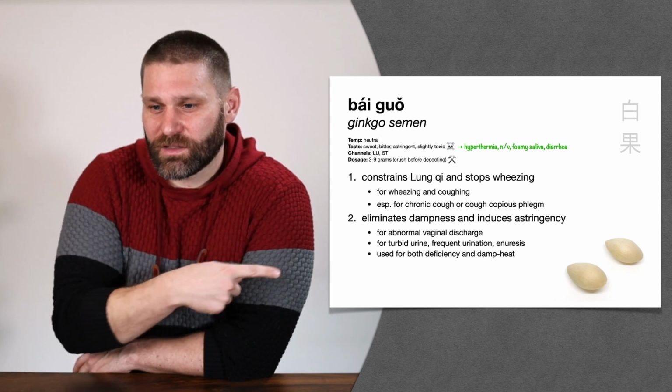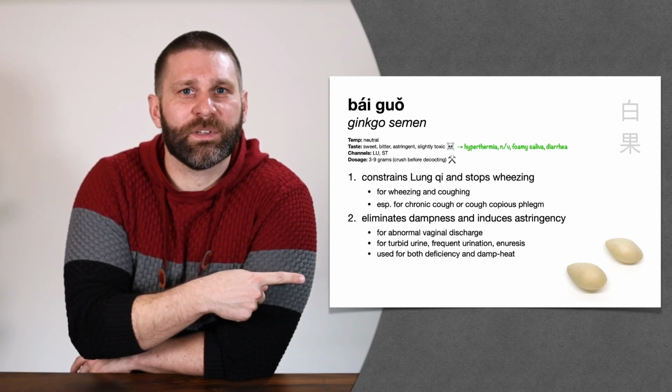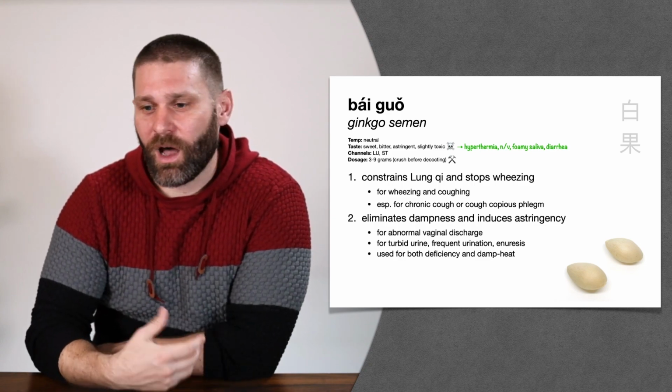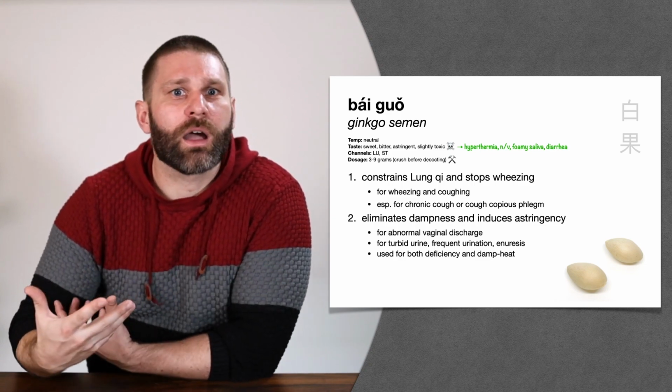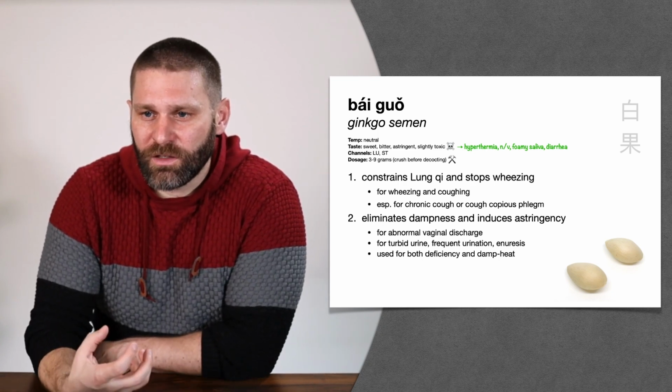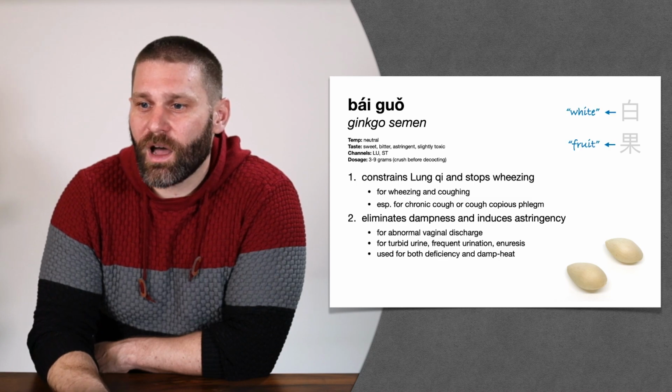Also, because this is a nut, and you can see it looks kind of like a pistachio, it has a really hard shell. So of course, we're going to want to crush it before decocting. If we just boil it like this, we're not going to be able to extract the medicinal value. So Bai Guo is a nut with a hard shell, so crush it before decocting.